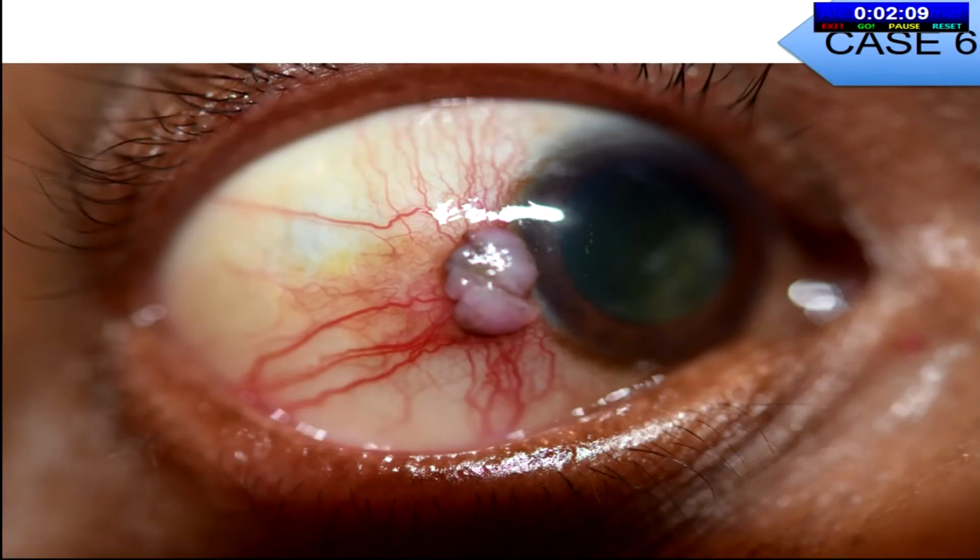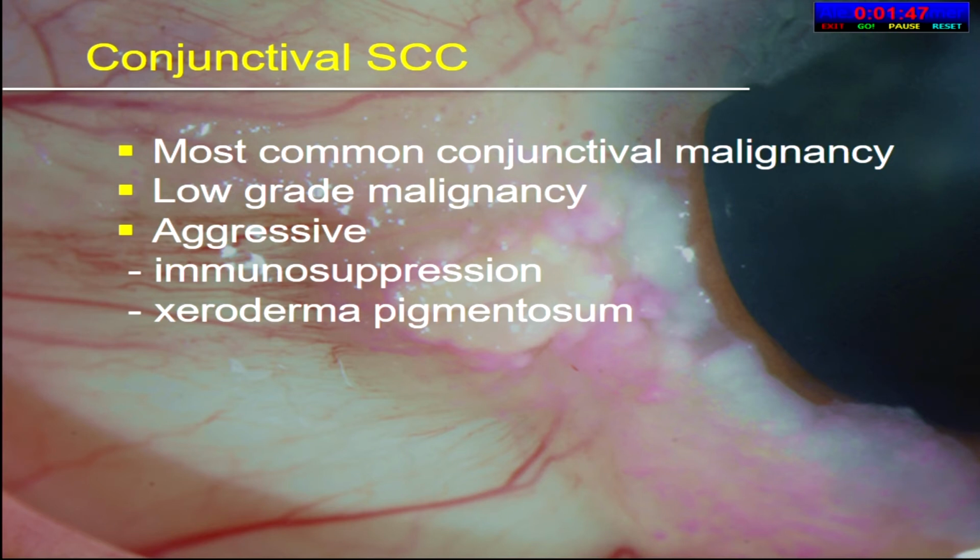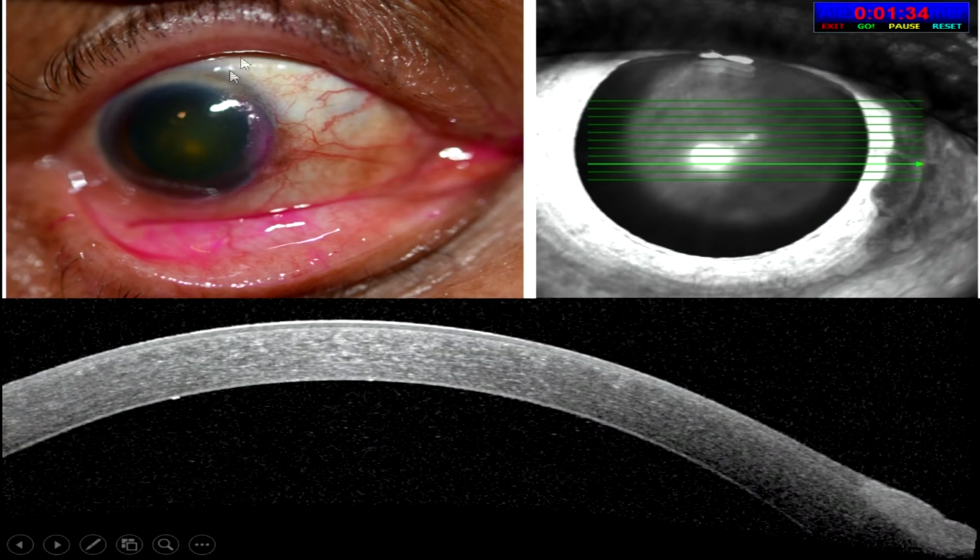Now, this is a very, very classical appearance of an OSSN with keratin over that, feeder vessels, and rose Bengal staining positivity, which is arising from the limbal conjunctiva. So, ocular surface squamous neoplasia is also a spectrum comprising of dysplasia, carcinoma in situ, and squamous cell carcinoma. So the most common conjunctival malignancy, yes, is of course conjunctival SCC. It's a low-grade malignancy. It can be aggressive if it is a poorly differentiated one, and in immunosuppression and xeroderma pigmentosum patients.